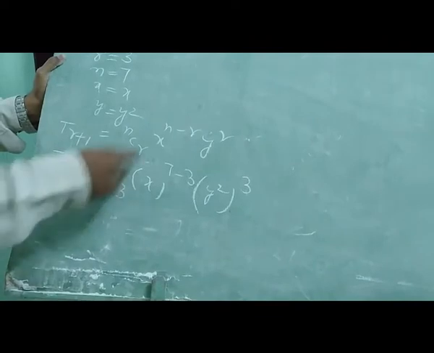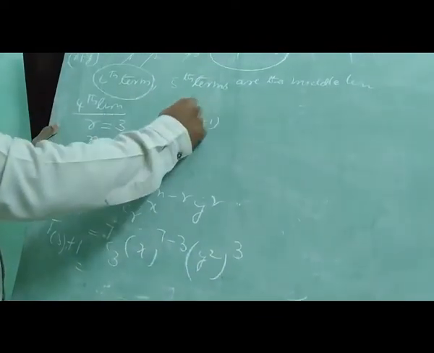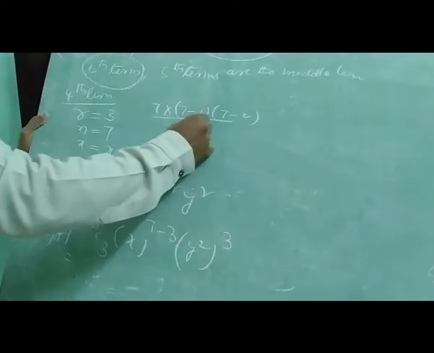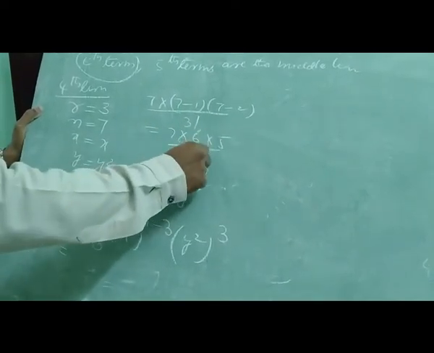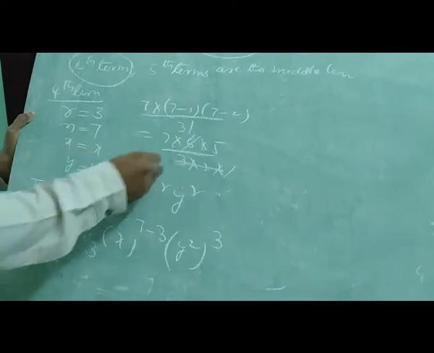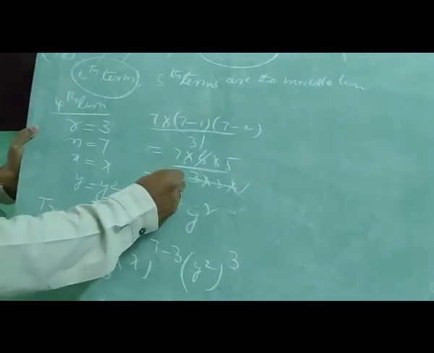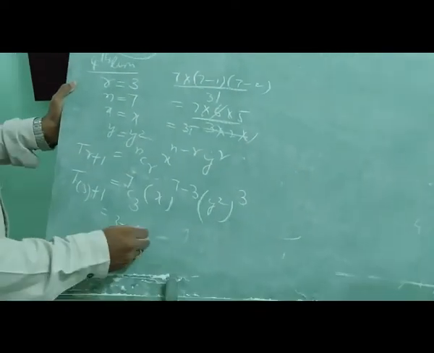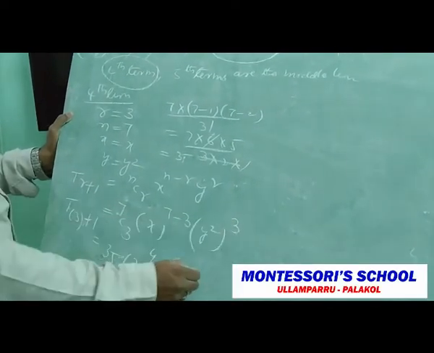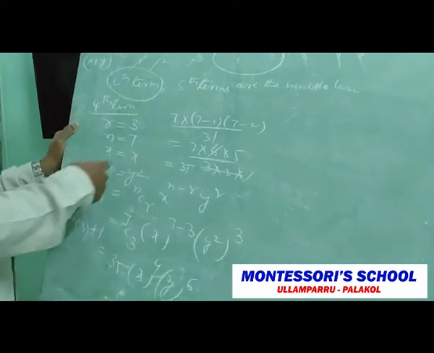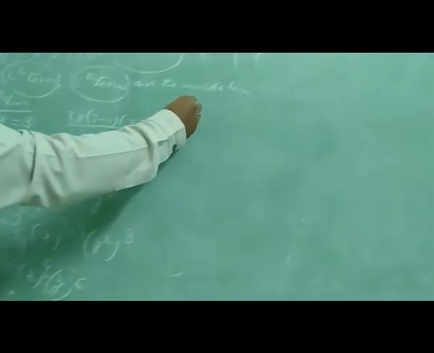So what is 7c3? 7 into 7 minus 1 into 7 minus 2 by 3 factorial. 7 into 6 into 5 by 3 into 2 into 1. 3 2s are 6, 6 cancels. 3 5s... 7 5s are 35. So 35 into x to the power of 4 into y to the power of 6. So like this, next we can find fifth term.